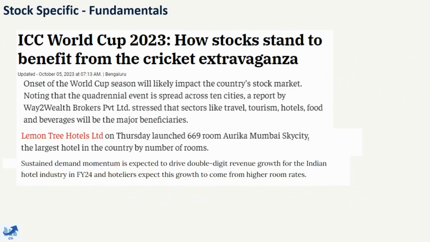Well, coming to the stock specific news, friends, the ICC World Cup kick-started last week, and this is a very big event where many sectors like travel, tourism, and foods are going to be the major beneficiaries. One particular sector, hotels, seems a very good opportunity for us to play some momentum at this time. Following this, we could see there's some positive news.